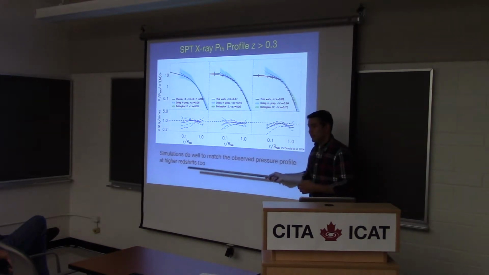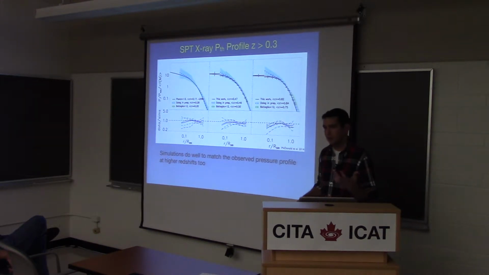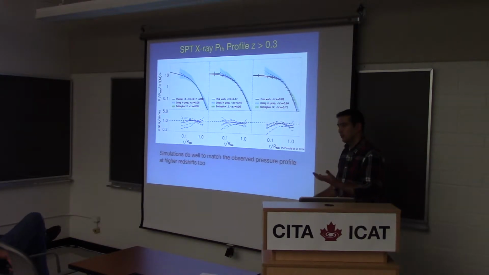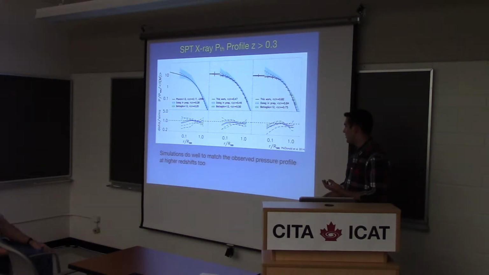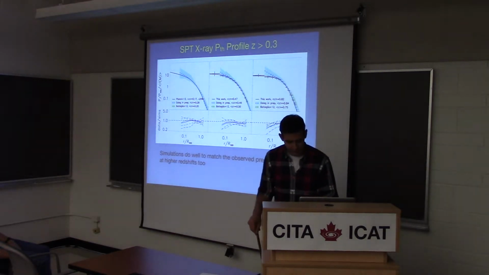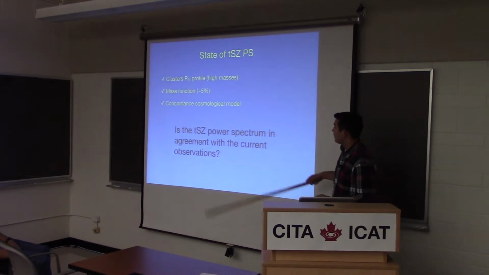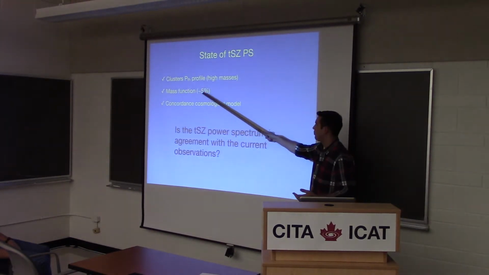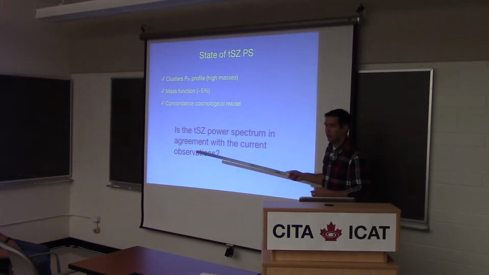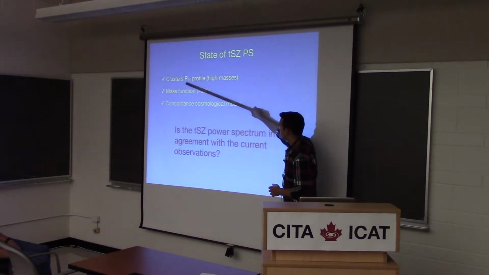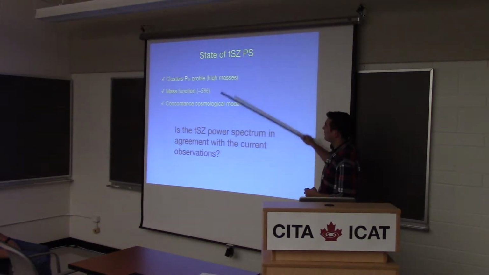So these simulations do well to match the pressure profile, which is what goes into your mass proxy or your TSE power spectrum for high mass clusters at low redshift and high redshift. So what does that mean? Well, it means we can basically make the pressure profile, or moderately simulate the pressure profile, for high masses.